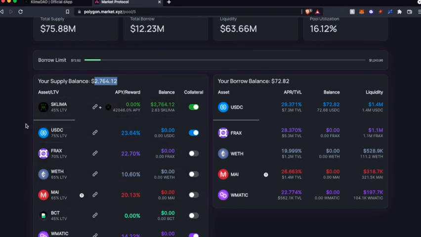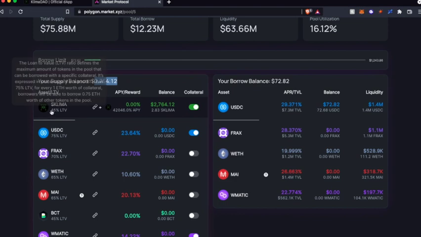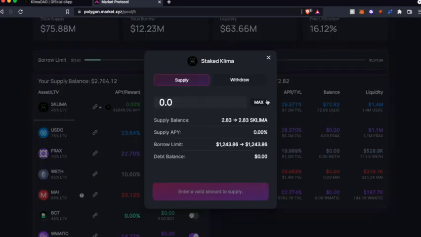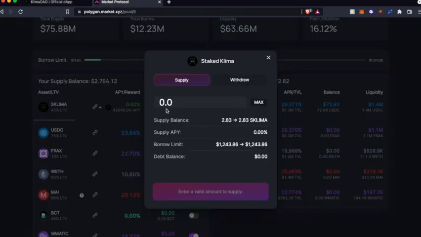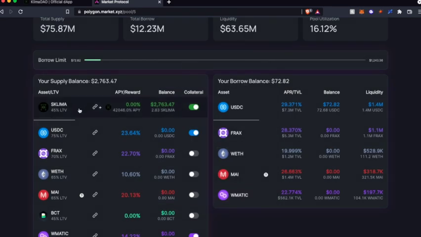What I have done, and what I'm going to show you, is I have provided collateral by clicking this and supplying. Once you have staked here, you will automatically get sKlima, which you can collateralize. You can say supply, say max, and submit. Once you submit, it updates this particular line with your supply balance.